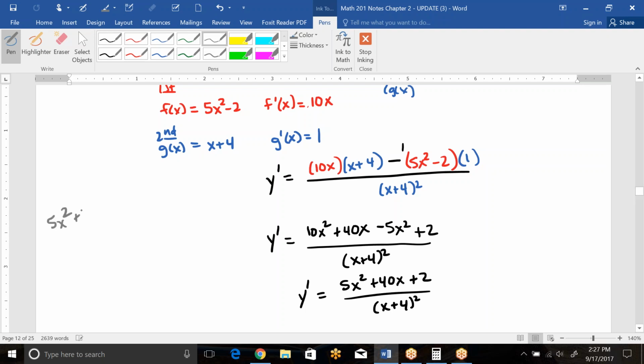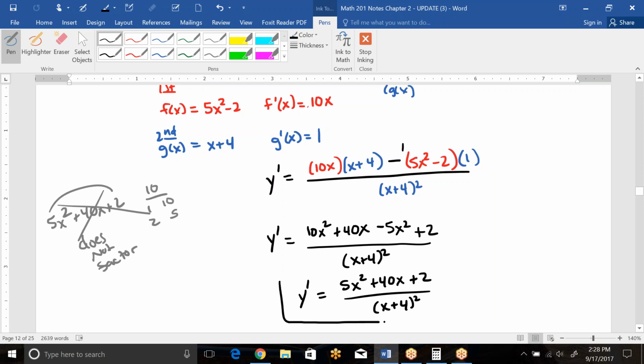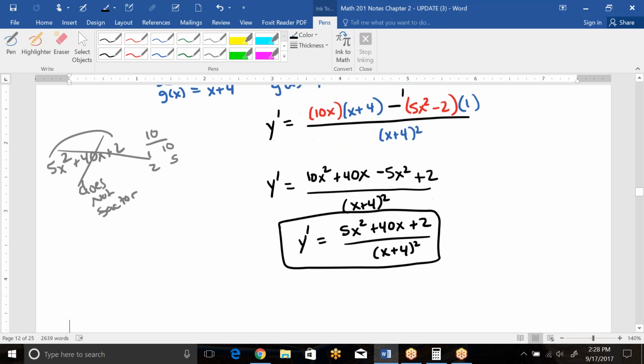If you have 5x squared plus 40x plus 2, you would do 5 times 2, which is 10, to try to factor this by grouping. The factors of 10 are 1 and 10 and 2 and 5. There's no way that that's going to make 40, so this does not factor. You always want to double check that, though, because if it factored and it had an x plus 4 as part of its numerator, that would cancel with one of the x plus 4s on top. So it's always important and a good idea to check that. So that is our derivative of that function, that quotient. Okay, let's look at another one.